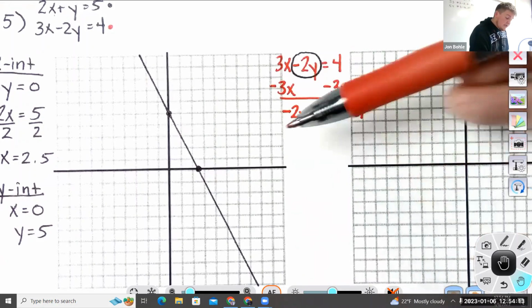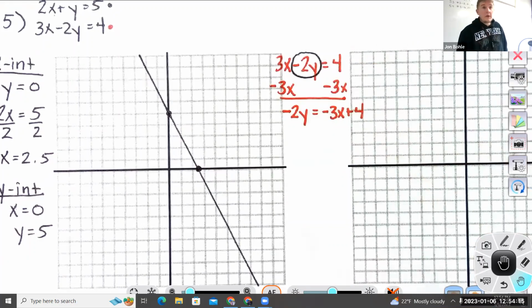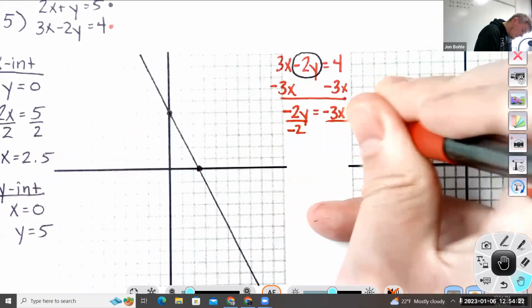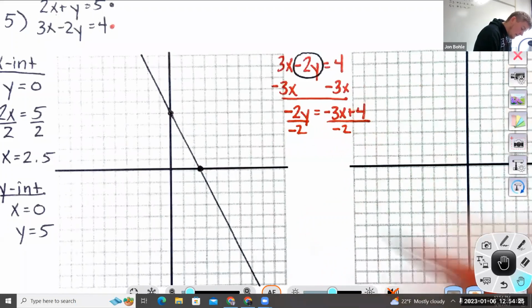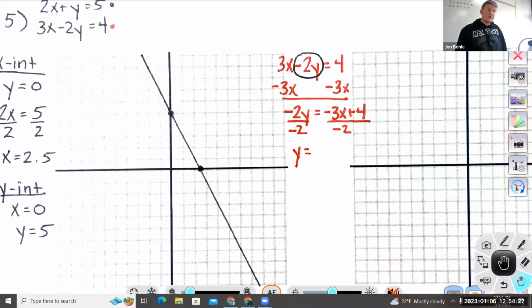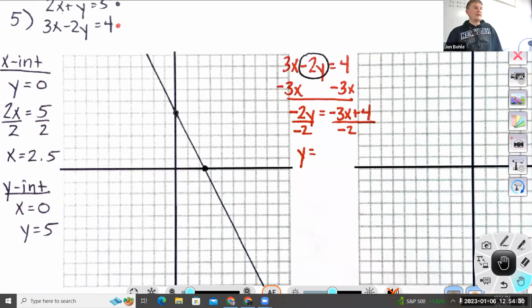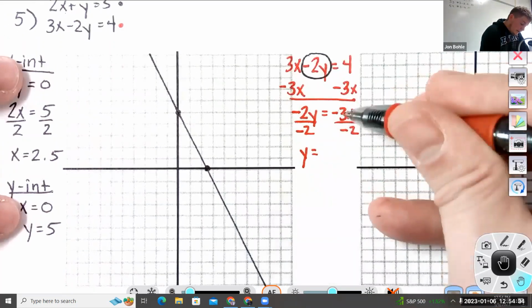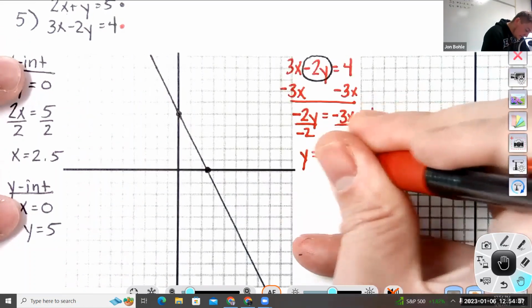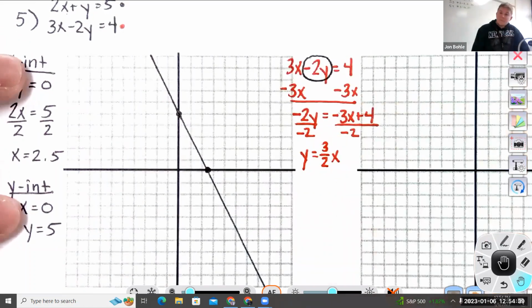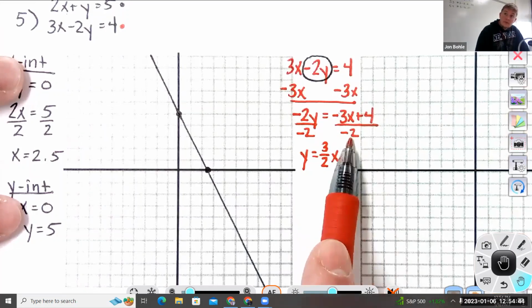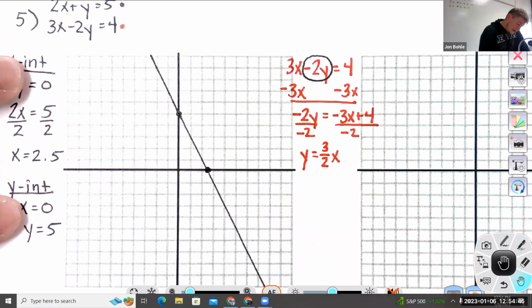I know that this is a +4 and not a -4 because this is a +4. Okay, how do I solve for y here? Nope, not adding 2. Divide by -2. And then I'm left with y is equal to... Anybody know what happens when I take a negative divided by a negative? It becomes positive. So this is a positive. 3 divided by 2 is 3/2. And then +4 divided by -2 is -2.